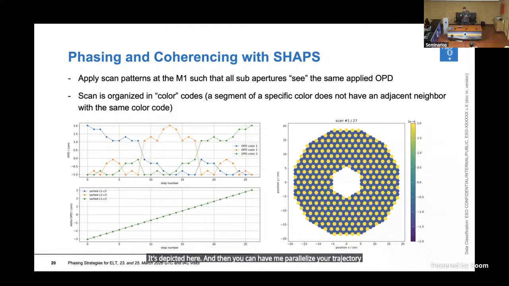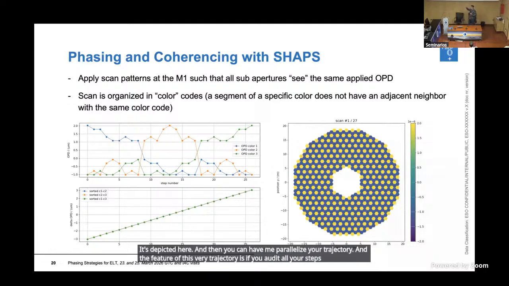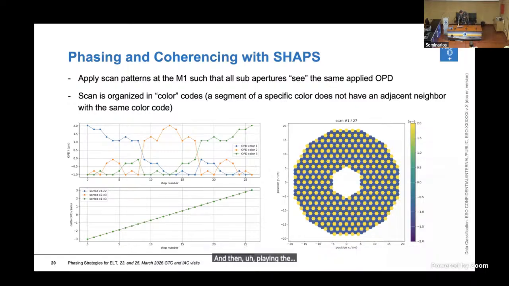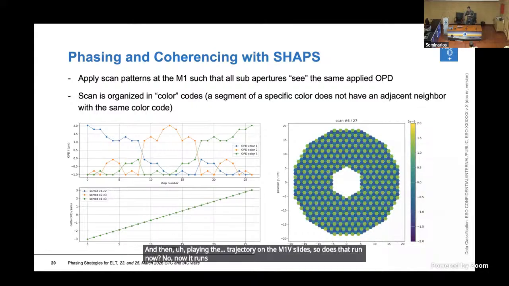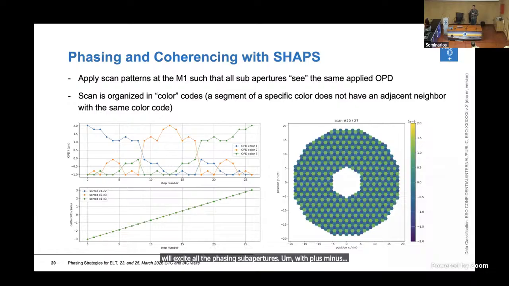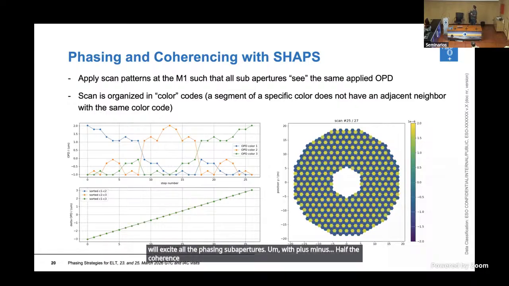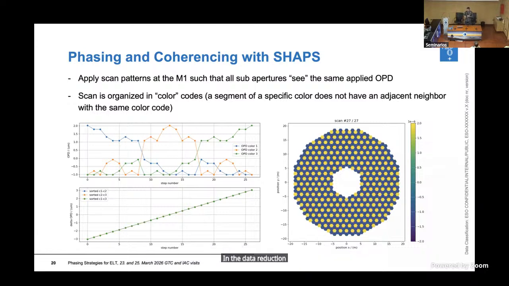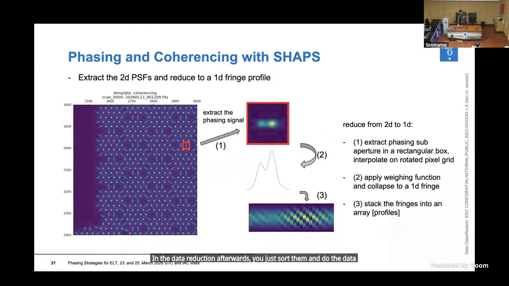The feature of this trajectory is that if you audit all your steps, every phasing subaperture is exposed to the same OPD. Playing the trajectory on the M1 looks like so. Does that run now? No, now it runs. So 27 steps will excite all the phasing subapertures with plus minus half the coherence length, and you go through the coherence for all of them. In the data reduction afterwards, you just sort them and do the data reduction. I play the movie here.